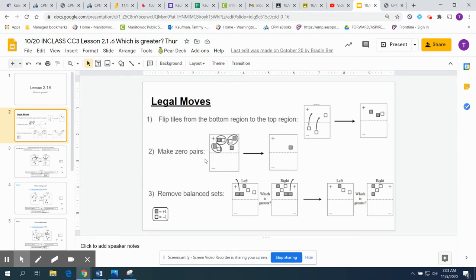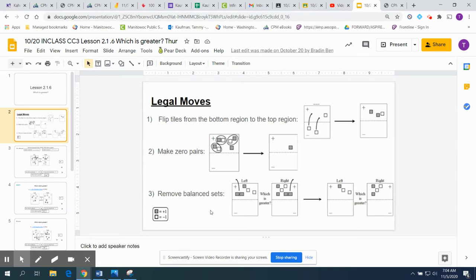Making 0 pairs is another legal move. Remember, to make a 0 pair, you want the same tile but different sides showing on the same side of the mat, because this equals 0. 1 plus -1 is 0. So I can take all those off, because if I add 0 to something, it doesn't change the value at all. So this tile mat has the same value as this. I can take those 0 pairs off.